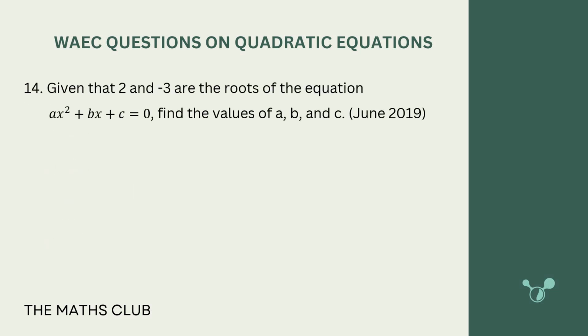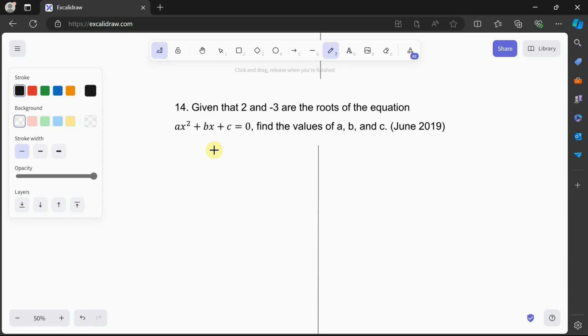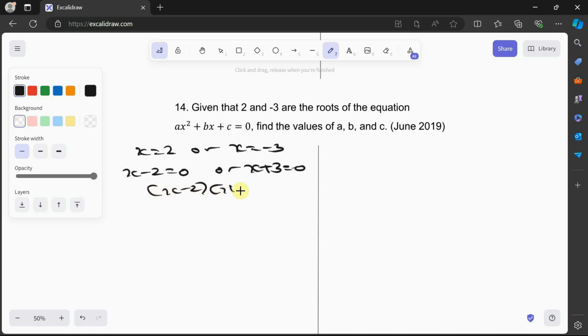Next one says that given that 2 and minus 3 are the roots of the equation ax squared plus bx plus c is equal to 0, find the values of a, b, and c. So I'm going to use one of the methods. So x is equal to 2 or x is equal to minus 3. That's like saying x minus 2 is equal to 0 or x plus 3 is equal to 0. Then we'll group them. So that will be (x minus 2)(x plus 3) is equal to 0.